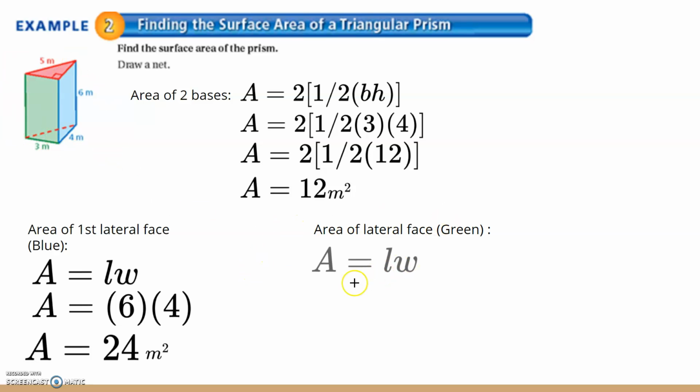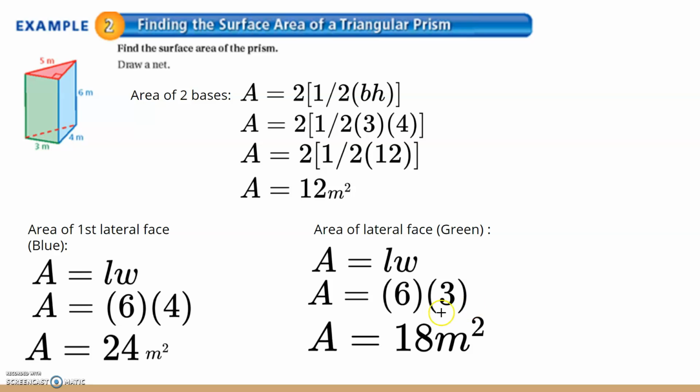Next, we're going to find the area of the second lateral face, which is the green face right here. It's going to be area equals length times width, 6 times 3. A rectangle has parallel sides, which means that the lengths will be equal on both sides. So for example, the widths here and here are going to be equal, and here, these lengths are going to be equal. Therefore, the green face has a height, or length, of 6 meters. We're going to multiply those two values together to get 18 meters squared.